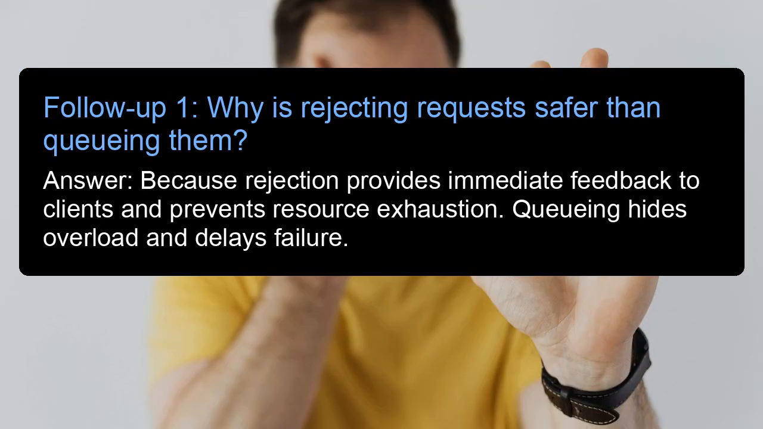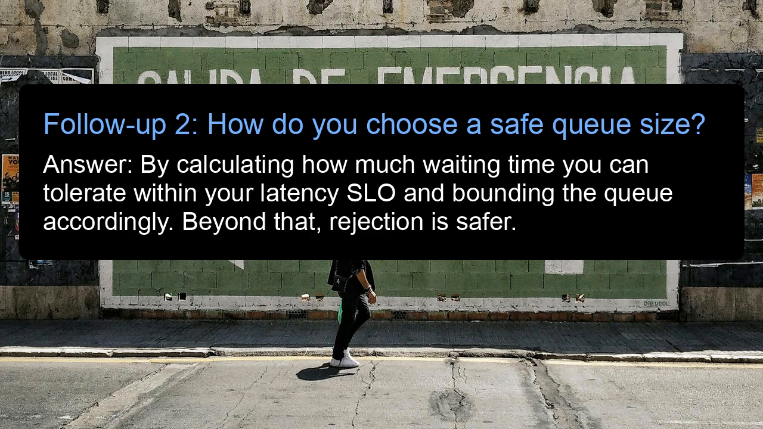Follow-up 1. Why is rejecting requests safer than queuing them? Answer: because rejection provides immediate feedback to clients and prevents resource exhaustion. Queuing hides overload and delays failure. Follow-up 2. How do you choose a safe queue size? Answer: by calculating how much waiting time you can tolerate within your latency SLO and bounding the queue accordingly. Beyond that, rejection is safer.